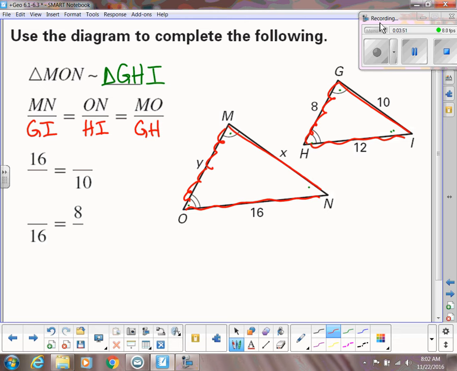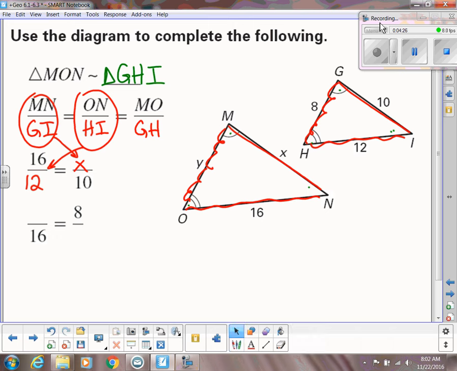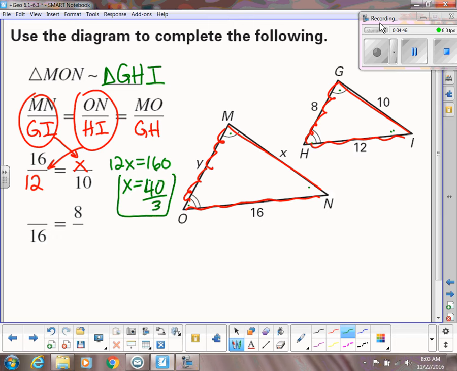Now, how do we use that? Well, we can find missing sides when I have a proportion. So I have 16 here. 16 is ON, and we said that would go over HI, so I would put 12 right here. And then 10, that's the GI label. So now we're using this one. Remember, we can switch sides in a proportion. And so MN would go on top of the 10. So that would be X. So I could solve that for X. I would cross multiply: 12X equals 160. And then divide by the 12. And that would give me X is, well, it's going to be 13.3 repeating. So let's do a fraction there. So X is going to be 40/3.